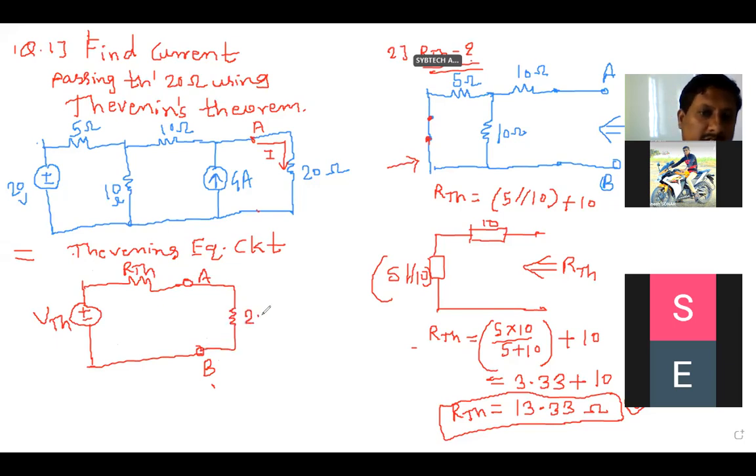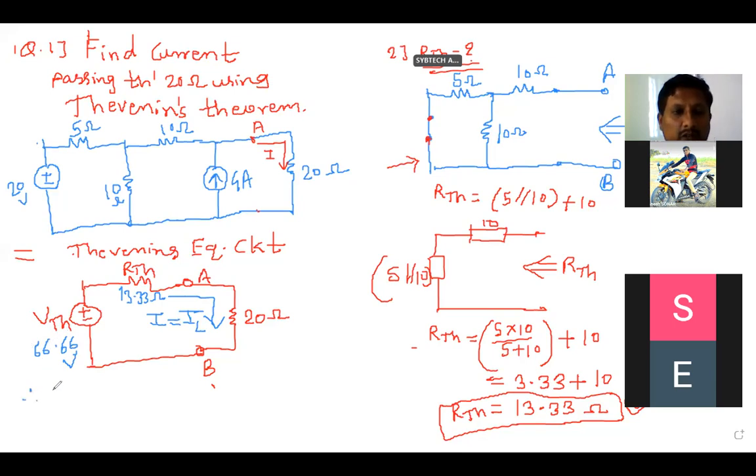Now load resistor means 20 ohm. Now we have to find out this current which is flowing through 20 ohm. That current you can name as I or IL, both are same. RTH, how much you got, write the value here: 13.33 ohm. VTH, how much did it come? 66.66 volt. Okay, so this is called Thevenin's equivalent circuit.